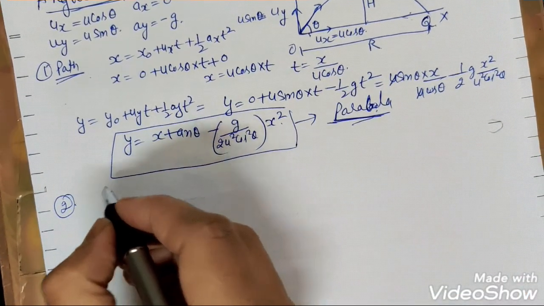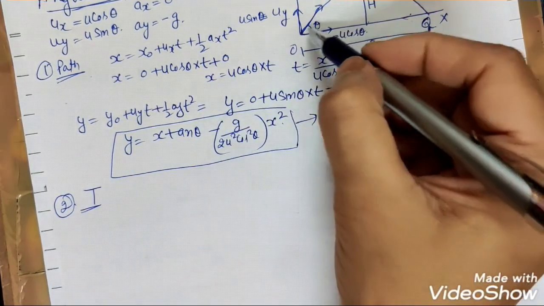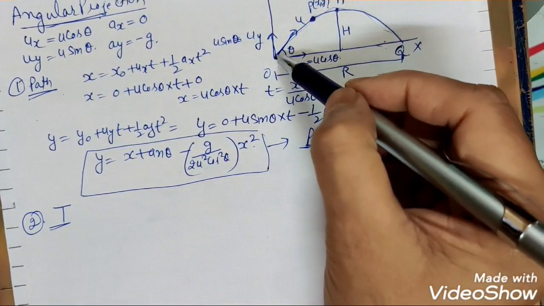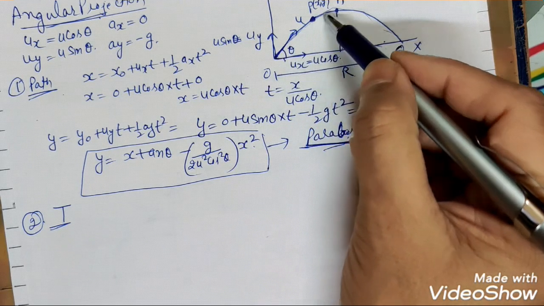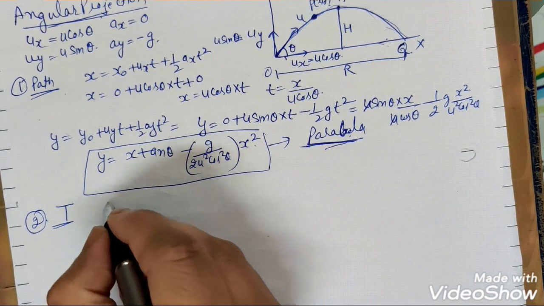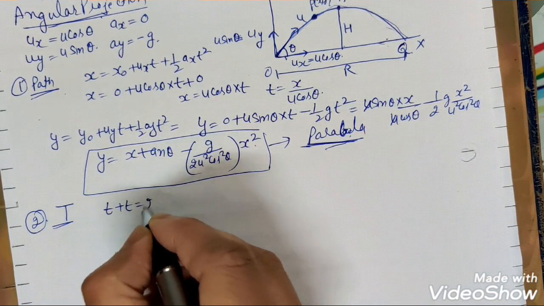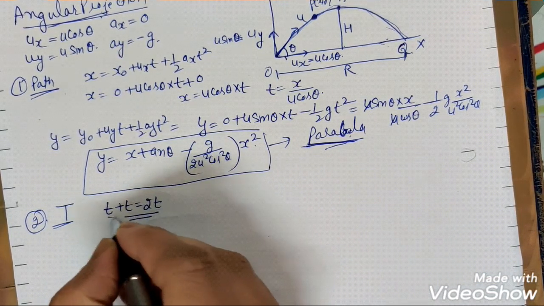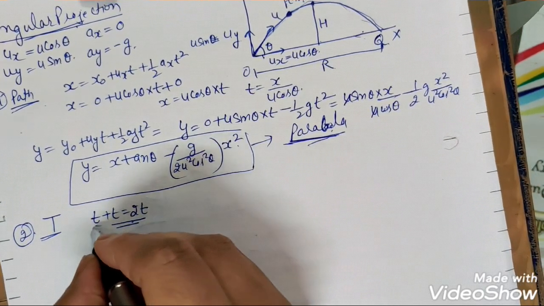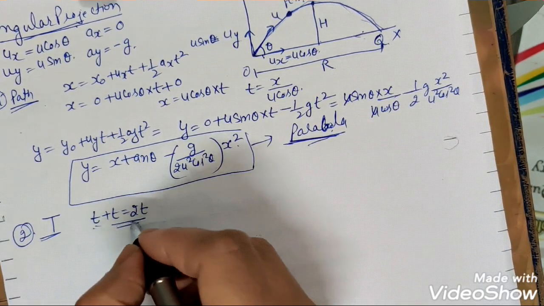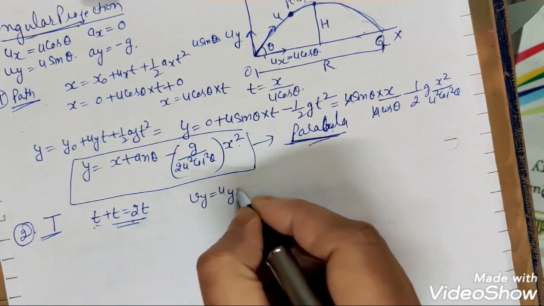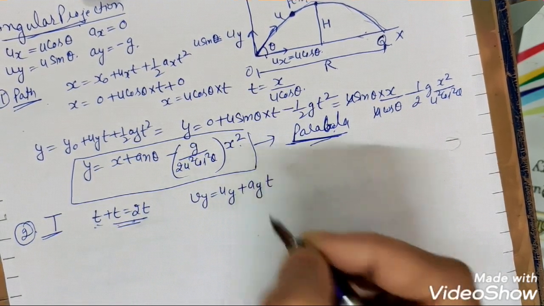And the second is time of flight, the total time taken from here to here. Here we are considering that this is the total time: time of ascent plus time of descent, double the time. Ascent plus descent is 2t, and this 2t is what we consider the time of flight. Now we're considering uy plus ayt here.